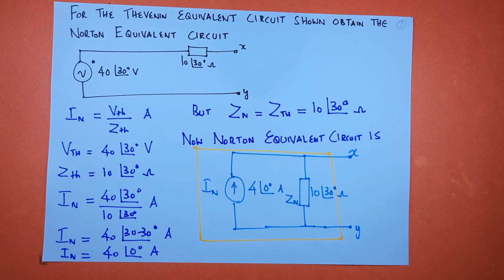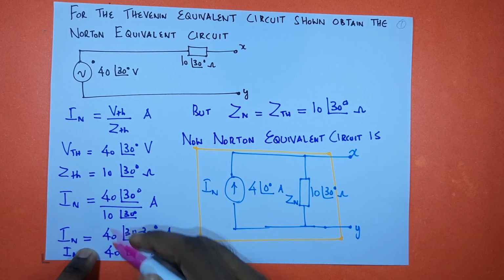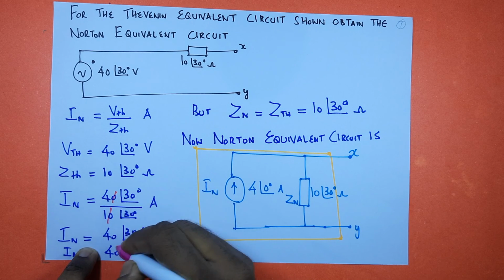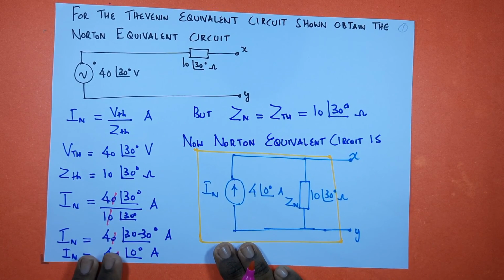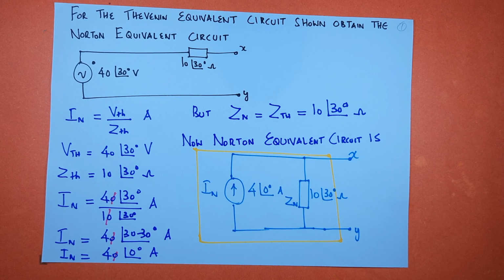We know this formula: IN is nothing but V Thevenin by Z Thevenin. V Thevenin is 40 angle 30 degrees. Z Thevenin equals 10 angle 30 degrees. So IN equals 40 angle 30 degrees over 10 angle 30 degrees. Actually this should be 4, because the 10 is getting cancelled. So IN equals 4 angle 30 minus 30, so IN equals 4 angle 0 degrees ampere.